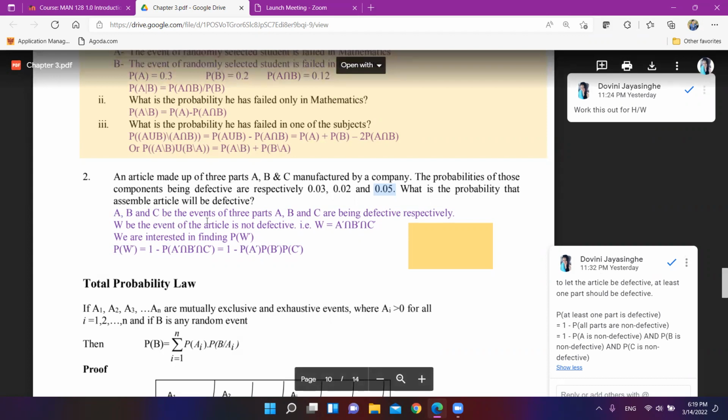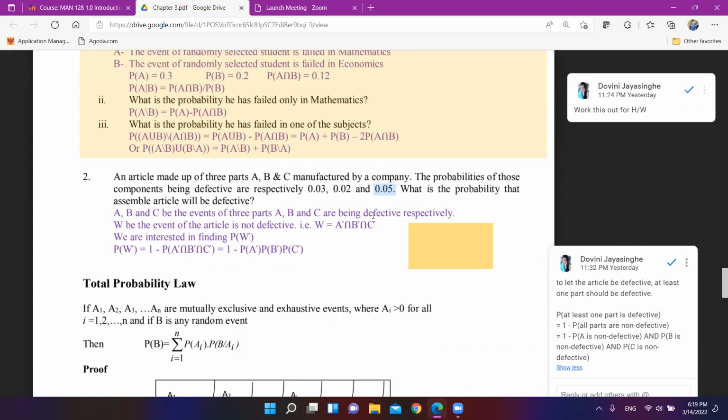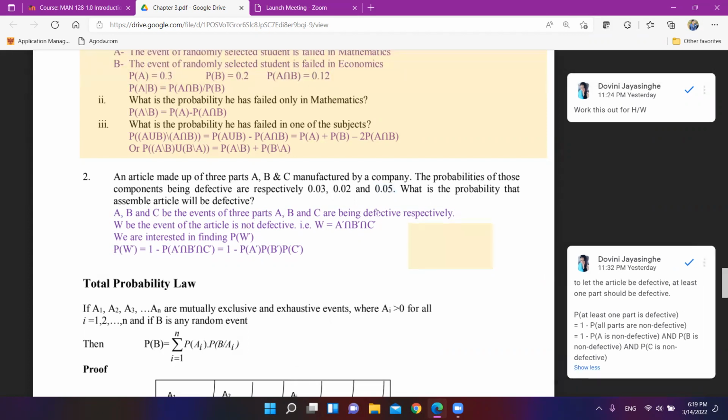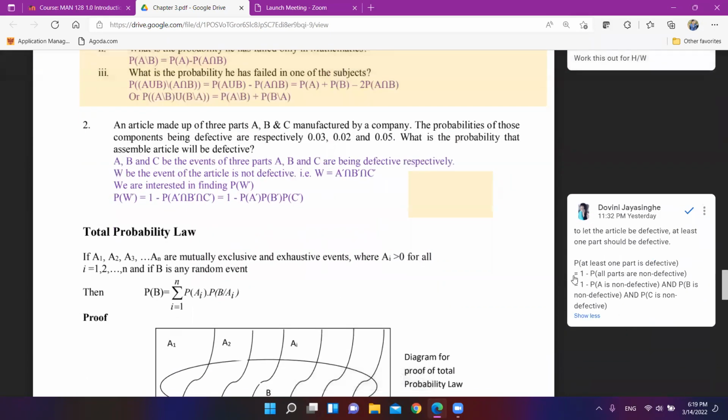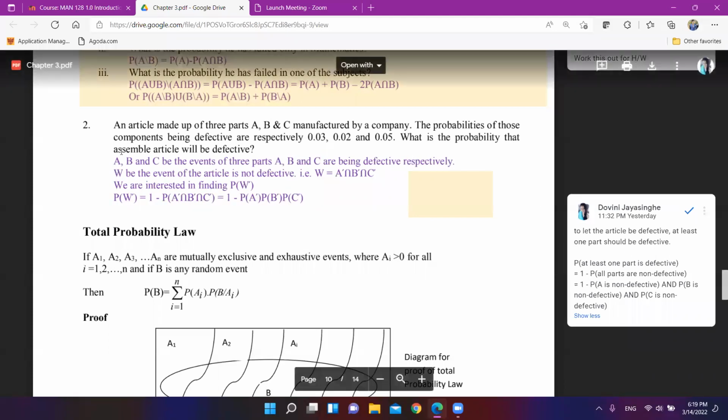Having that idea in head, we start from this. A, B, and C be the events of the three parts A, B, and C being defective respectively. Right? අපි A, B, C කියලාම events තුන ලියා ගන්නවා. Probability, at least one part is defective. අපෙන් අහන්නේ ඇත්තටම ඕකනේ. What is the probability that the assembled article will be defective? That is equal to the probability.